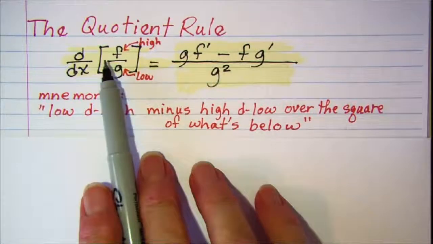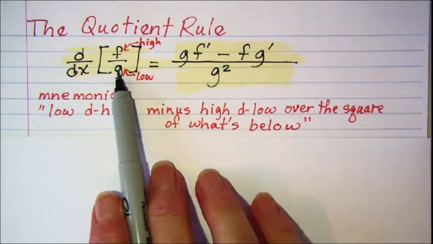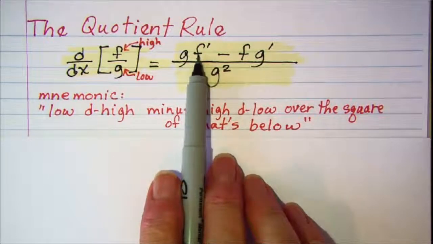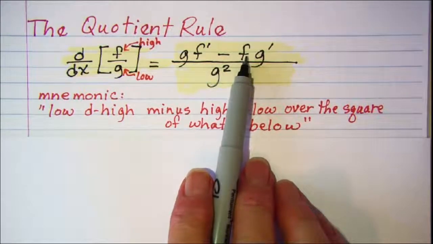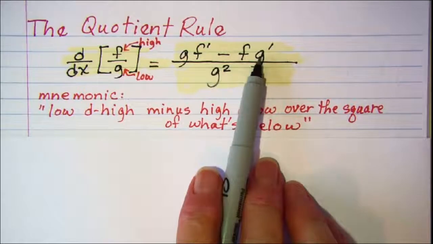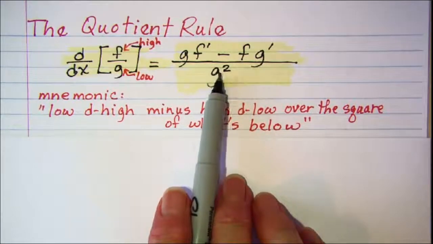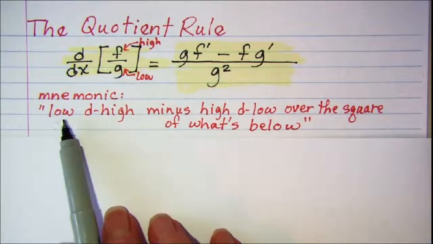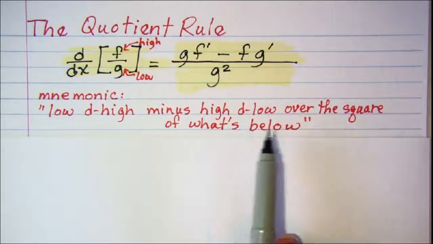So when we're doing our quotient rule, you start with the denominator, and that gets multiplied by the derivative of the numerator, and then subtract from that the product of the numerator times the derivative of the denominator, and then square the denominator. Now, if you like a mnemonic to remember this, it is low d high minus high d low over the square of what's below.